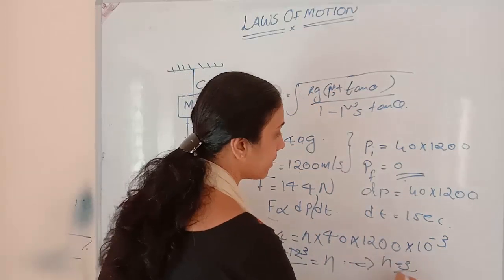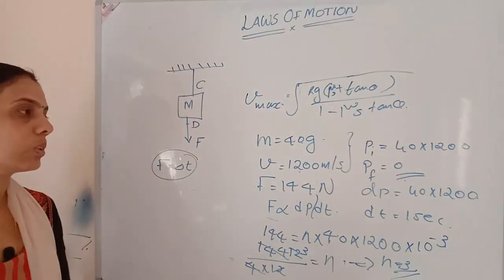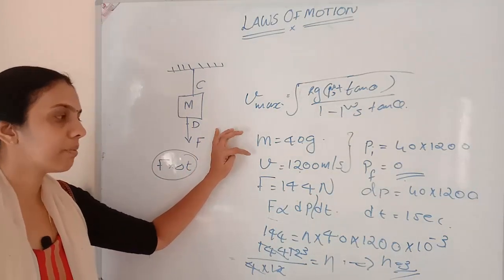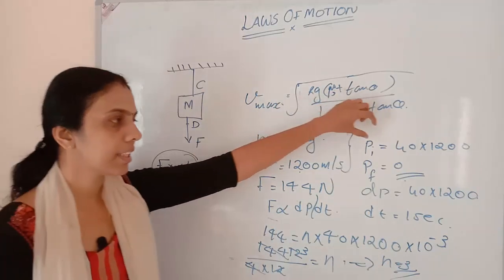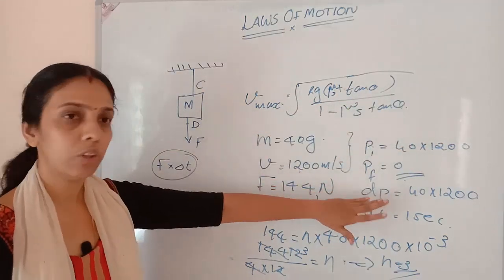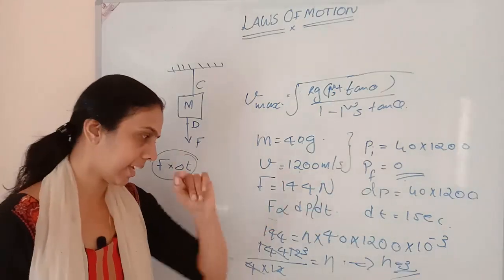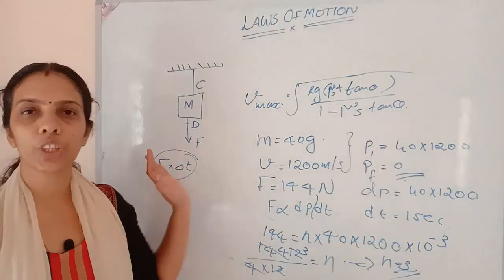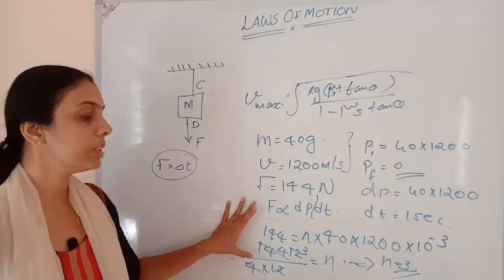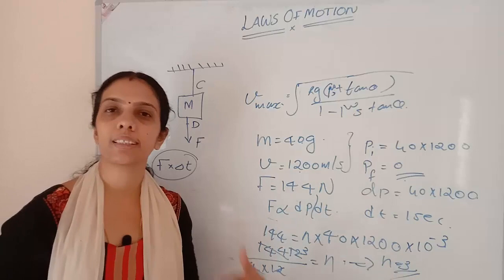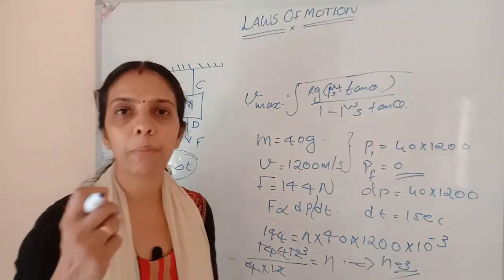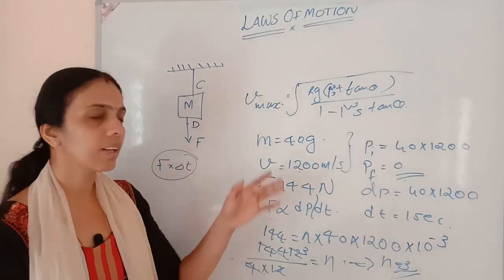Clear how we will be finding this? So here for a bullet, the mass and velocity are given. We can find the momentum, mass into velocity, and the change in momentum for a time interval of 1 second. Then F is proportional to dp by dt. So if 144 is the maximum force, what will be the number of bullets that can be fired from that particular gun? This is how we should do.